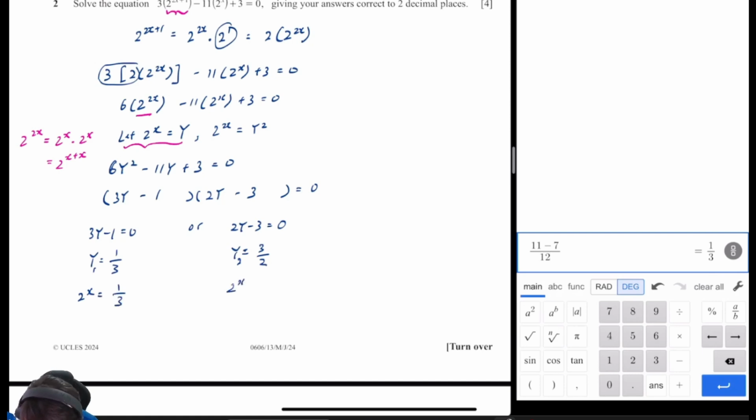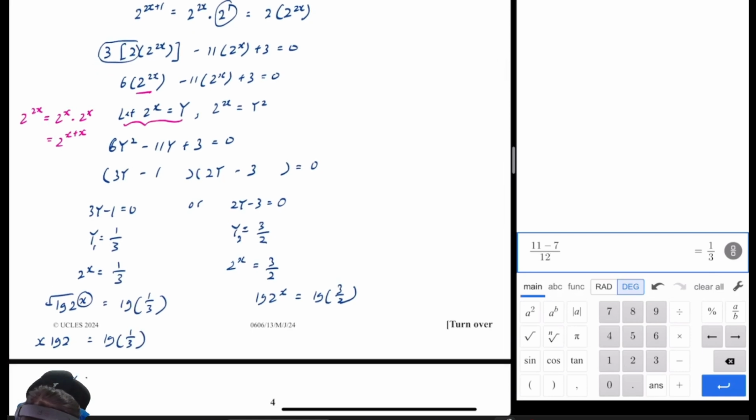So again, at this point, I think we will need some help with the rules of logarithm. So take log on both sides. Okay, just put lg 2 to the power of x, equal to lg 1 over 3. And same thing, just put lg 2 to the power of x, equal to lg 3 over 2. Now move the x in front, so x lg 2 equals lg 1 over 3. And then bring the lg 2 to the other side.